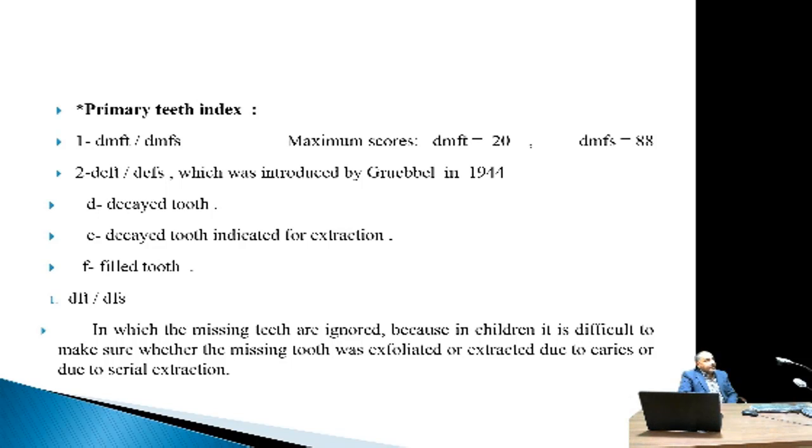DEFT with DEFS which introduced by Grubbel in 1944. D تمثل الديكي توث. E decayed tooth indicated for extraction. F filling tooth. عندنا الأذر index in primary teeth DFT with DFS, decay filling teeth, decay filling surface, in which the missing teeth are ignored because in children it's difficult to make sure whether the missing tooth was exfoliated or extracted due to caries or due to serial extraction.